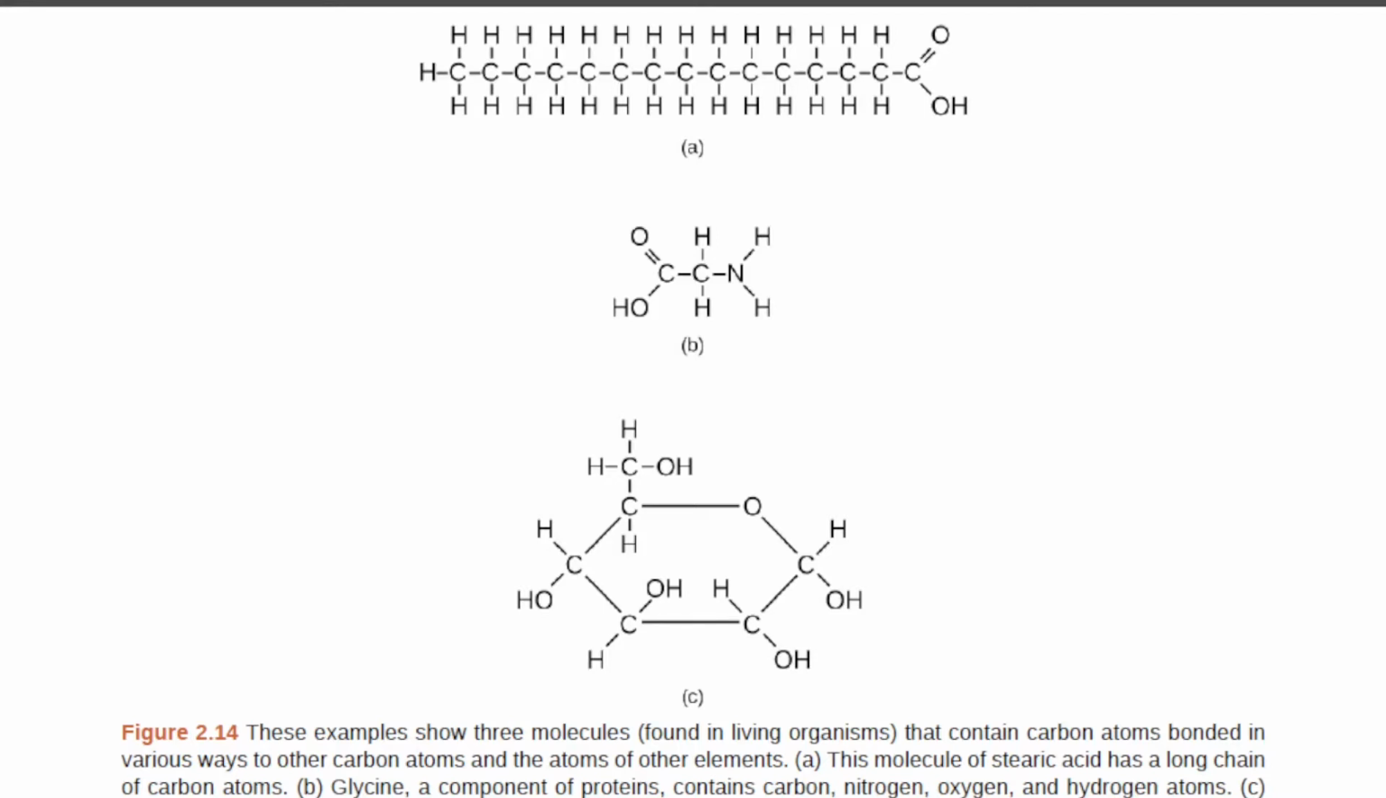A. This molecule of stearic acid has a long chain of carbon atoms. B. Glycine, a component of proteins, contains carbon, nitrogen, oxygen, and hydrogen atoms. C. Glucose, a sugar, has a ring of carbon atoms and 1 oxygen atom.